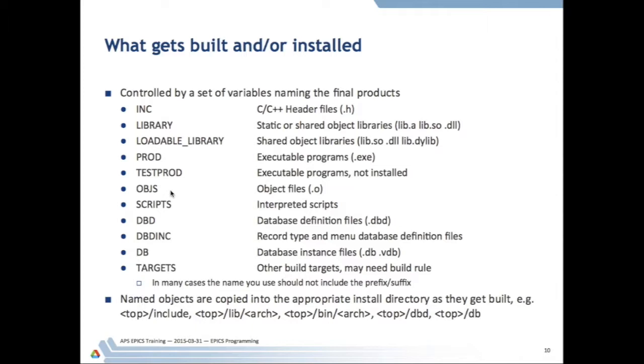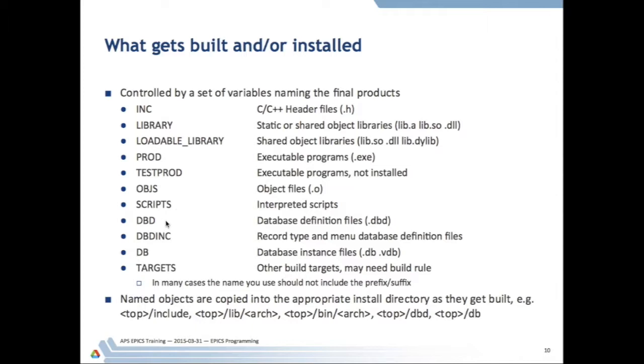OBJS is sort of more of an older style thing for VxWorks. If you want to create object files, the .o files, you could list those in OBJS. We don't tend to use those very much in 3.14 nowadays, so that one's probably not as relevant. SCRIPTS are for things like Perl scripts or Python scripts and so on, which generally only get installed. You might need to do some variable substitution in them, but usually they're going to be installed. So you list those in there, and they get copied to the bin directory for the particular architecture.